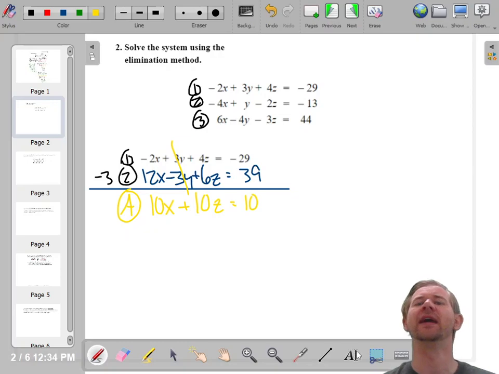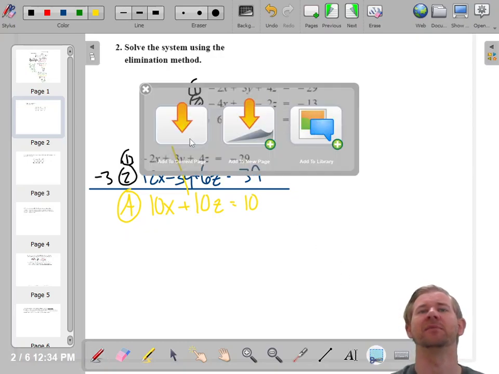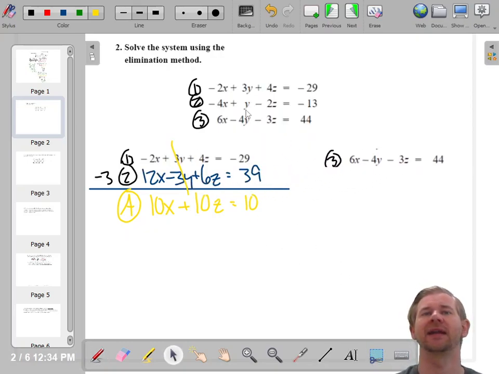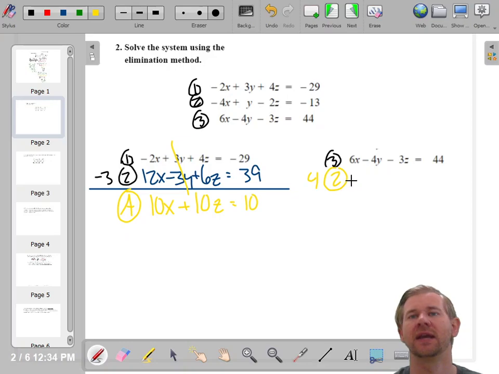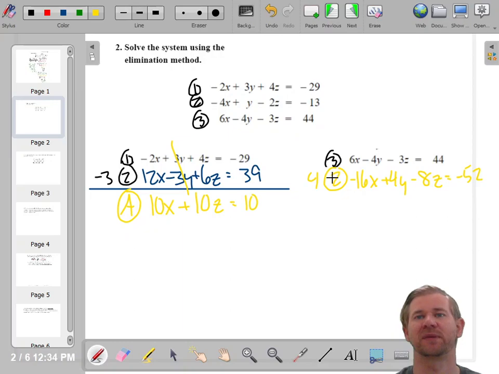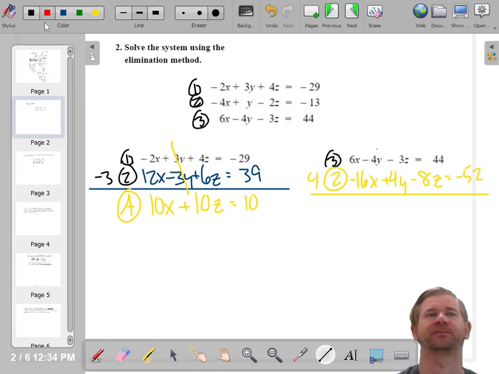I'll do the same thing. I'm going to get rid of y again, but I'm going to use line 3, and then I need that to be a positive 4, so I will multiply line 2 times 4. And this will now be negative 16x plus 4y minus 8z. 4 times 13 is 52, and it will be negative because it's a positive 4 times a negative 13. Be careful with those signs.